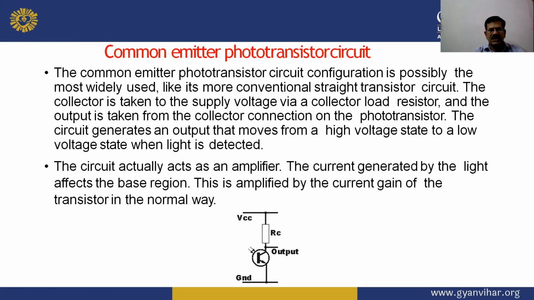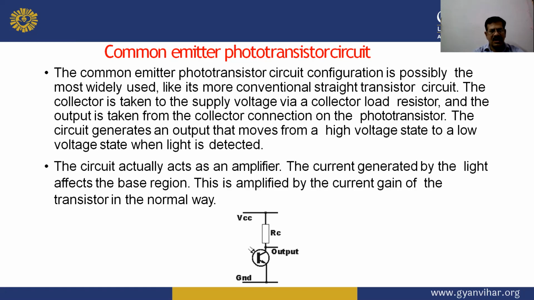Like its more conventional transistor circuit, the collector is taken to the supply voltage by a collector load resistor, and generally supplies the DC supply, that is the VCC, and VCC means DC supply across the collector terminal of the phototransistor. So the circuit generates an output that moves from a high voltage state to a low voltage state when light is detected. So the circuit actually acts as an amplifier.